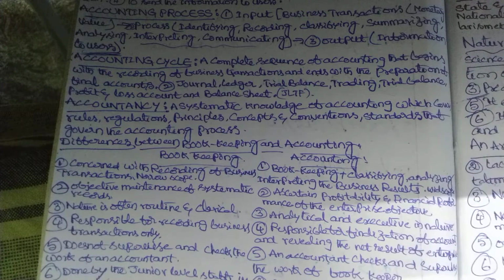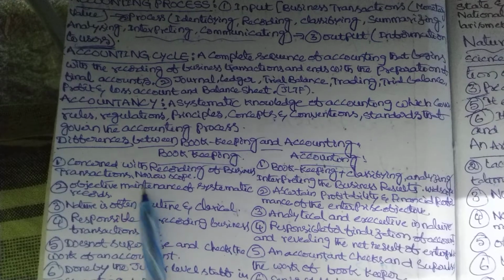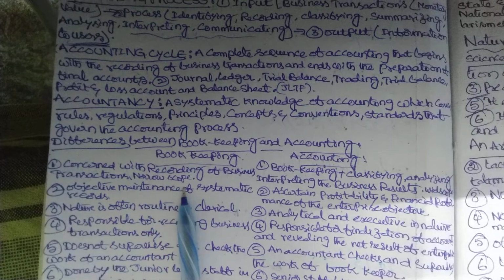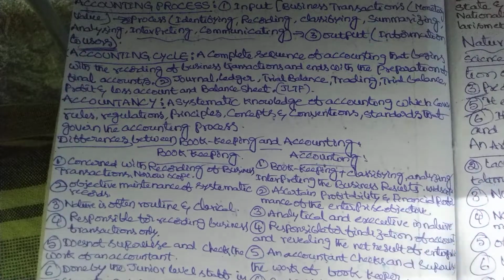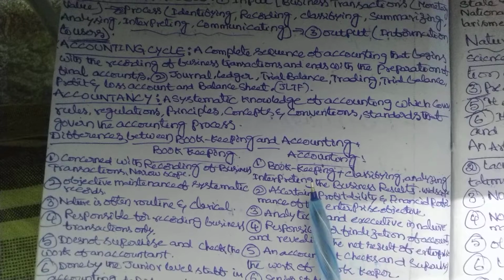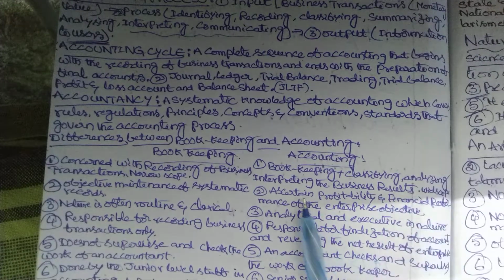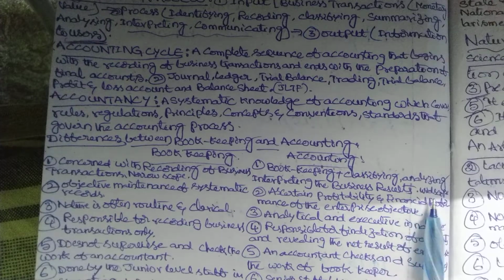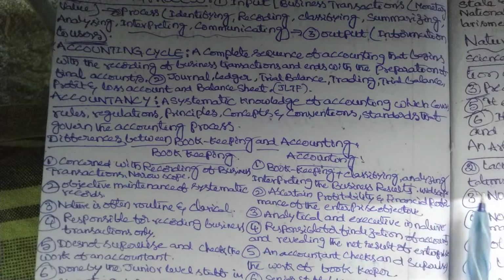Now, let us know the difference between bookkeeping and accounting. Bookkeeping is concerned with the recording of business transactions. It is narrow in scope, so its scope is very limited. First bookkeeping comes and it continues with accounting. Now, let us know what accounting is. Bookkeeping plus something more: classifying, analyzing, and interpreting the business results. Its scope is wider than bookkeeping. So, bookkeeping plus something is known as accounting.